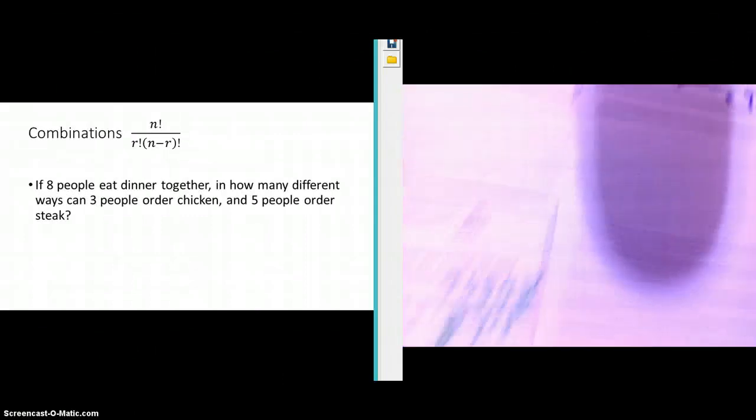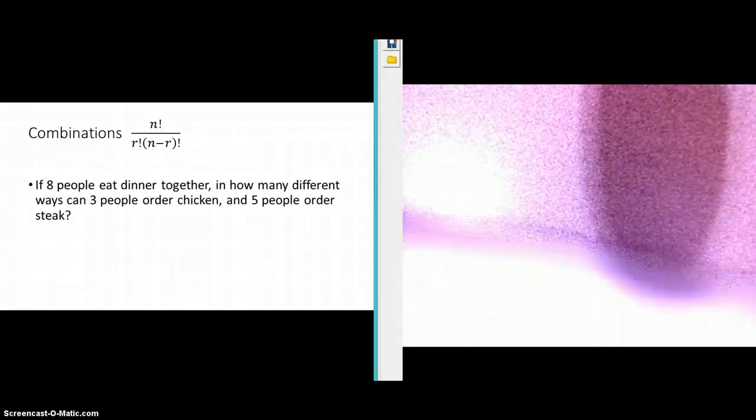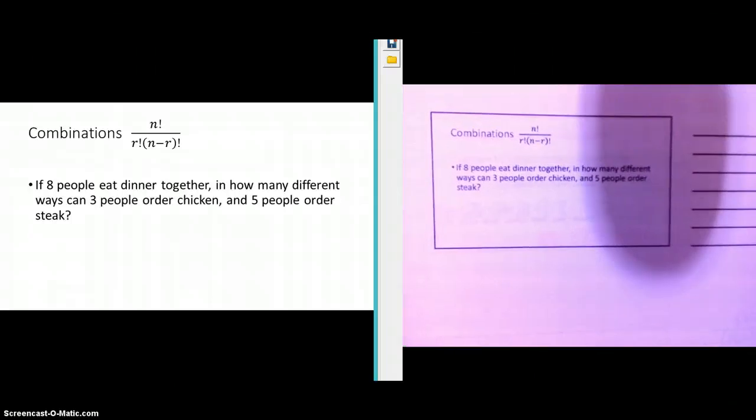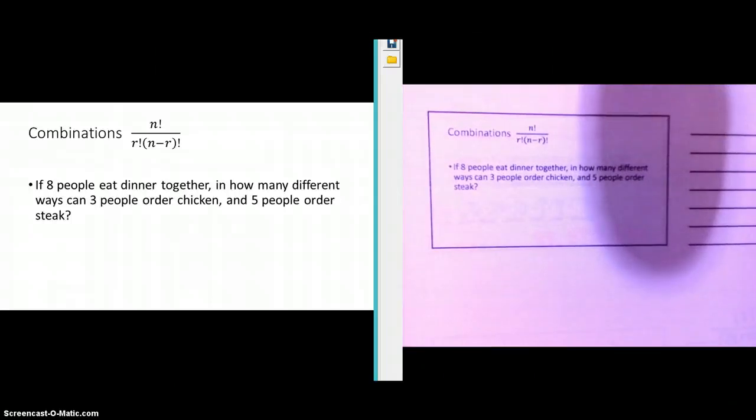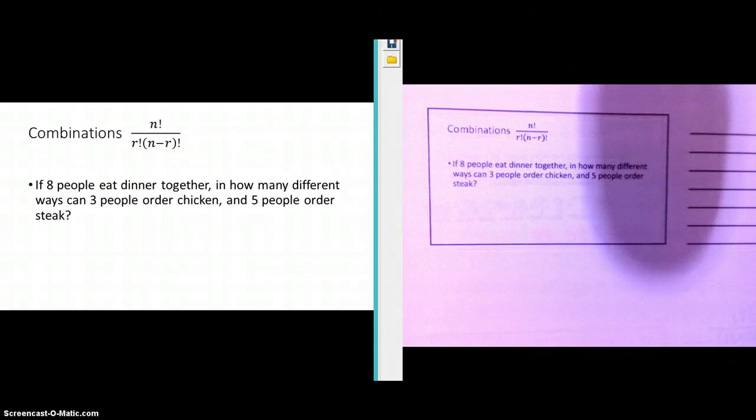Finally, we have combinations. And our combination formula is n factorial over r factorial times n minus r factorial. In this problem we have, if 8 people eat dinner together, how many different ways can 3 people order chicken and 5 people order steak? Notice order doesn't matter too much. It doesn't matter what 3 people eat chicken, and if those 3 people rearrange, they're still eating chicken. So that's why it is a combination for this one.